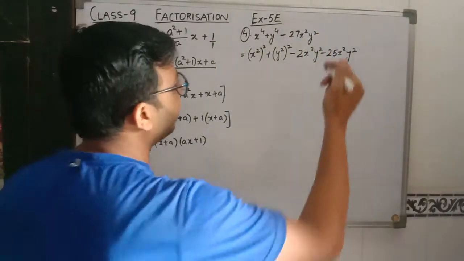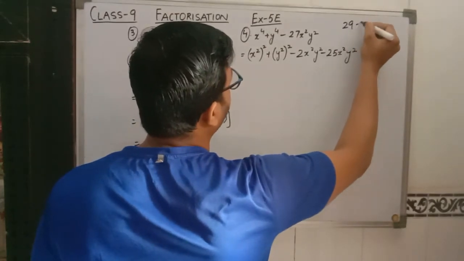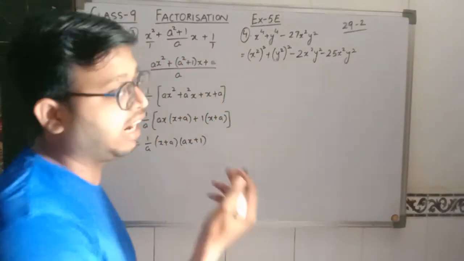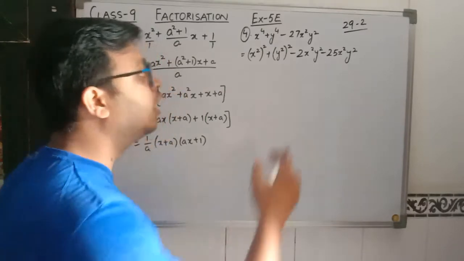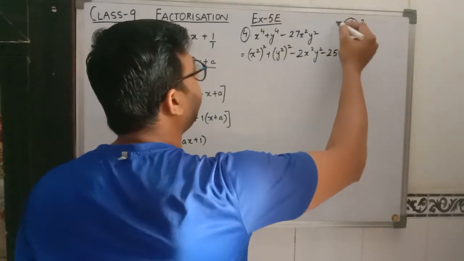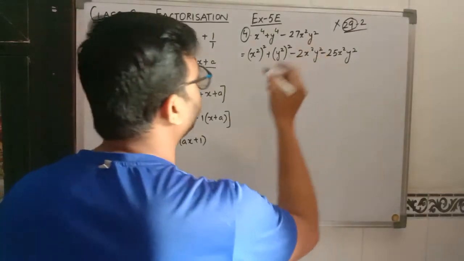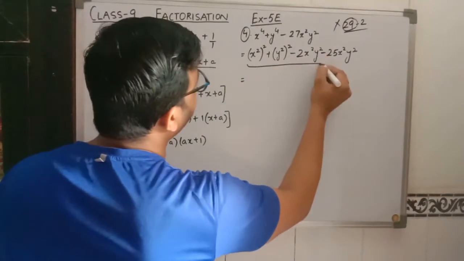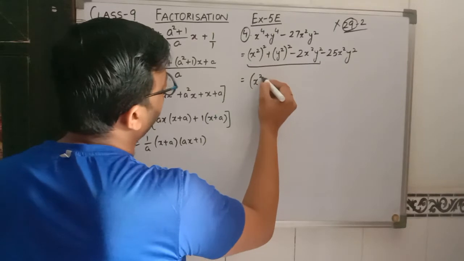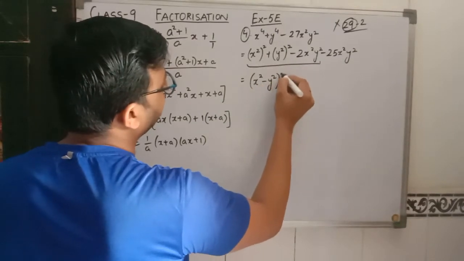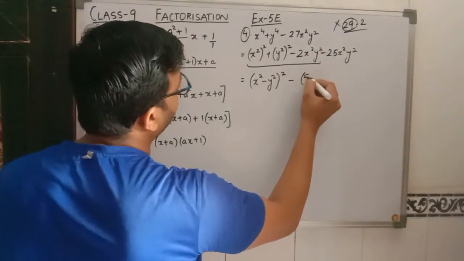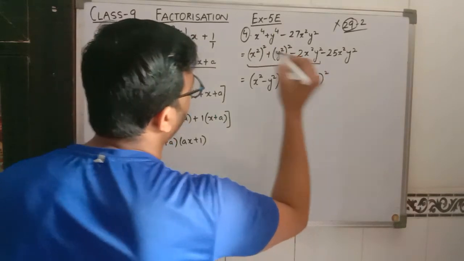Some of the students were thinking, why can't we make 29 minus 2, that also results in 27, but 29 is not a perfect square. 25 is a perfect square, so it is the better option. So these three terms can make the identity of x square minus y square to the whole square, and this can be written as 5xy to the whole square.